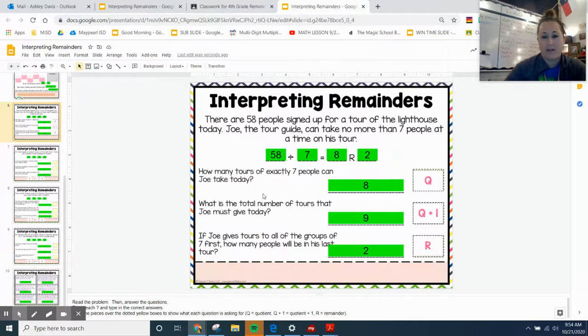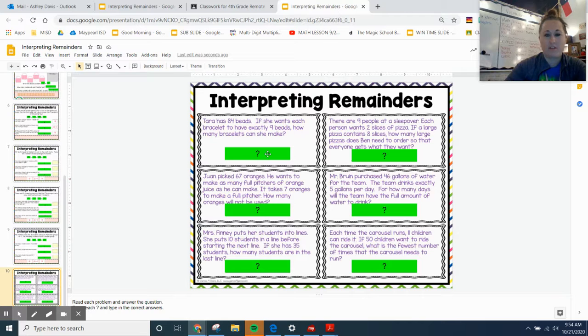So like up here, how many tours of exactly 7 people did Joe take? I didn't write 8 remainder 2. That's not how many tours he took. How many full tours or whatever he took, he did 8 tours. Okay. So again, make sure you're writing exactly what it's asking, not just the division with the remainder.